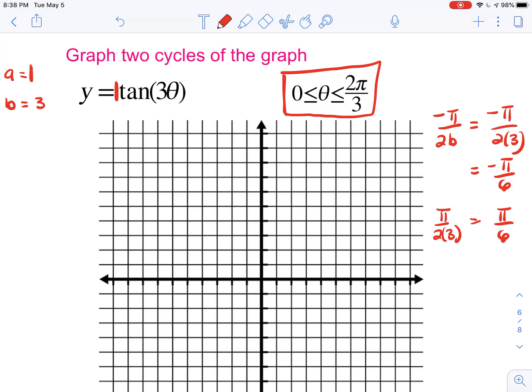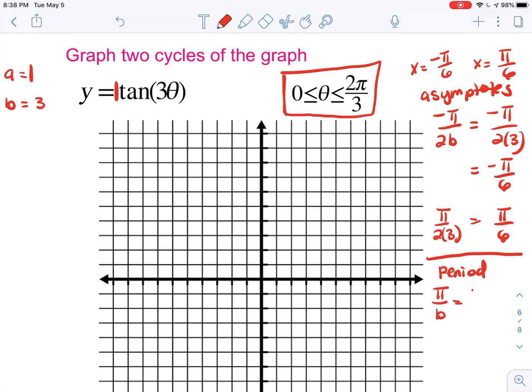So that's pi over 6, and pi over 2 times 3 will give me pi over 6. Okay, so we should see one full cycle in between negative pi over 6 and pi over 6. So we will see asymptotes at these values. So x equals and x equals, those will be our asymptotes.